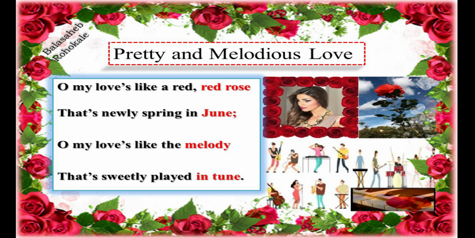He compares his love with a red rose that comes out in June. It indicates that his love is fresh, bright, and attractive. Next, he compares his love with a melody that is sweetly played in tune. It means music is a part of life. The sweet tune of music is the result of different musical instruments harmonizing together.